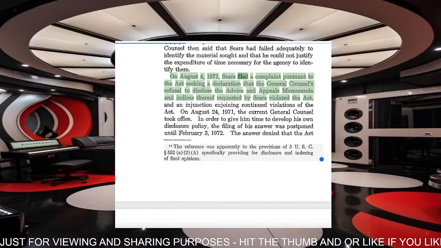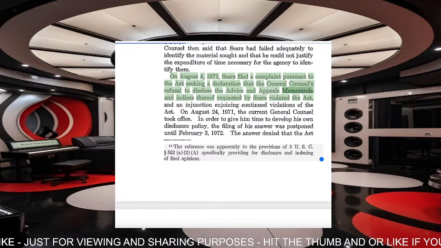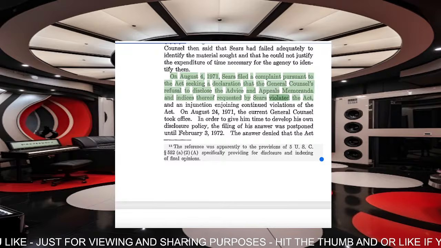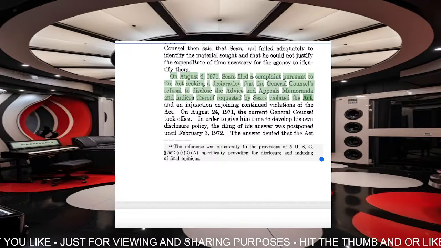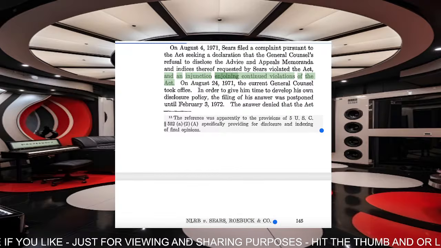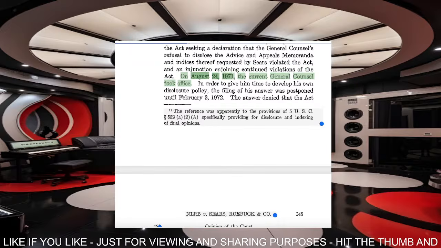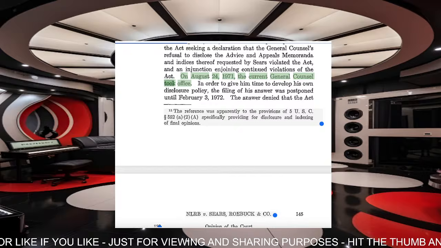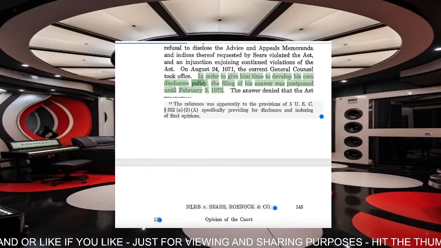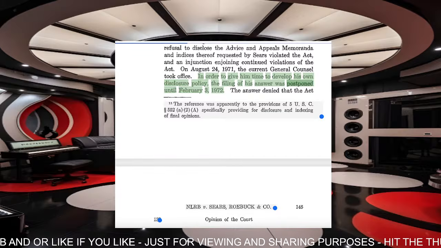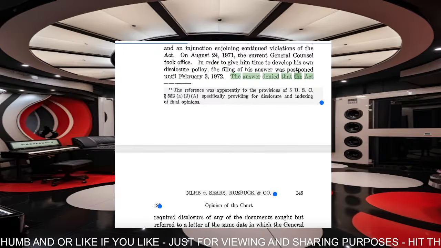On August 4, 1971, Sears filed a complaint pursuant to the Act seeking a declaration that the General Counsel's refusal to disclose the advice and appeals memoranda and indices thereof requested by Sears violated the Act, and an injunction enjoining continued violations of the Act. On August 24, 1971, the current General Counsel took office. In order to give him time to develop his own disclosure policy, the filing of his answer was postponed until February 3, 1972. The answer denied that the Act.